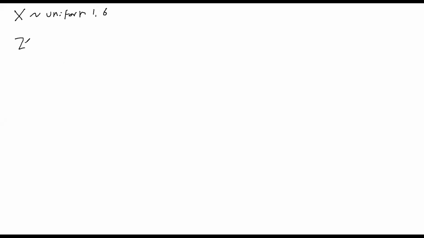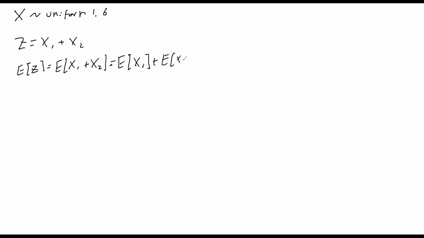So let's say we have a random variable Z. It's the sum of two discrete uniform random variables, X1 and X2. Let's say we want to know what the expected value of Z will be. So this would be the expected value of X1 plus X2. Remember back from the previous videos, this would be the same as the expected value of X1 plus the expected value of X2.